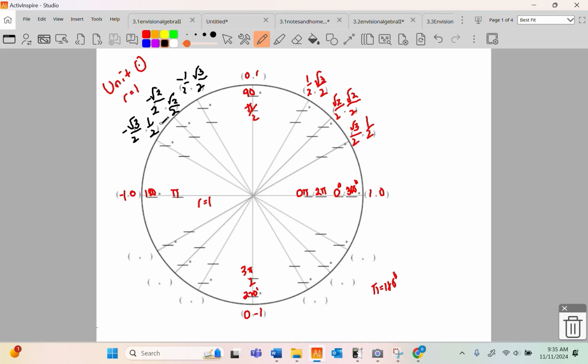If you're sitting pretty in quadrant 3, both x and y are negative. And you just use symmetry. Just follow your diagonal, okay? Negative root 3 over 2, negative 1/2. Follow the diagonal. Negative root 2 over 2, negative root 2 over 2. Follow the diagonal. Negative 1/2, negative root 3 over 2. And just keep using symmetry. If you're in this quadrant, only y is negative. Root 3 over 2, negative 1/2. Root 2 over 2, negative root 2 over 2, and then 1/2, negative root 3 over 2.